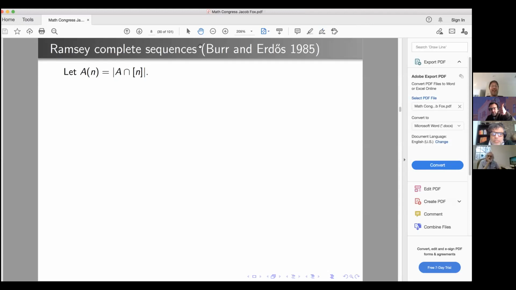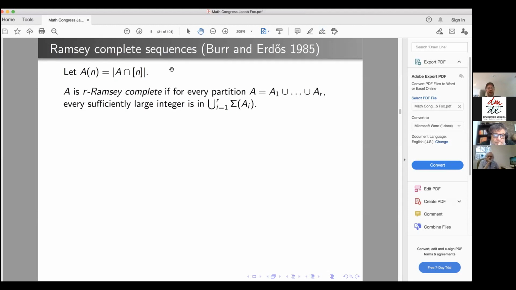Okay. So Burr and Erdős introduced a more robust notion of completeness, which they called Ramsey completeness. And it's helpful to have this counting function, A of n, which counts the number of elements in A up to n. And it will go between sets and sequences. It's not a big difference in these problems.